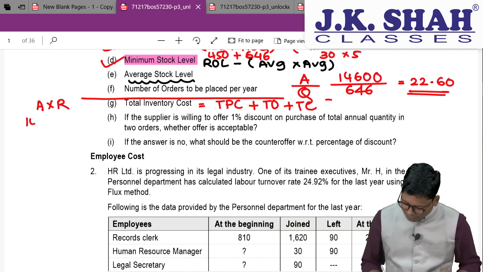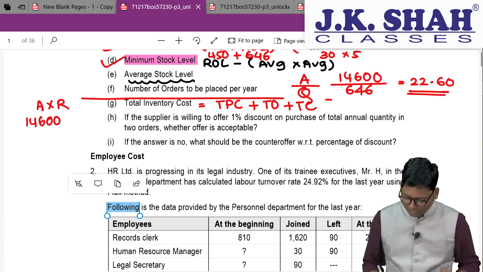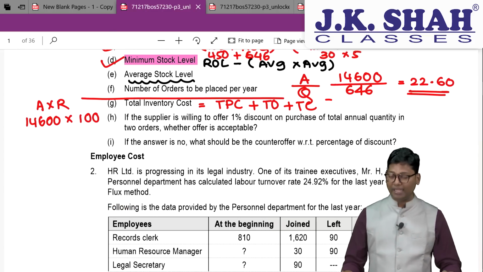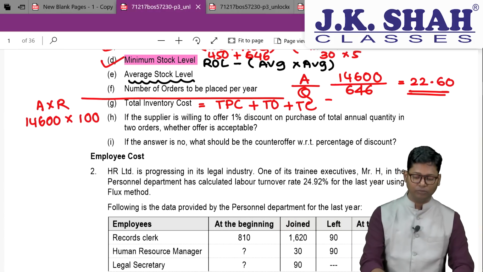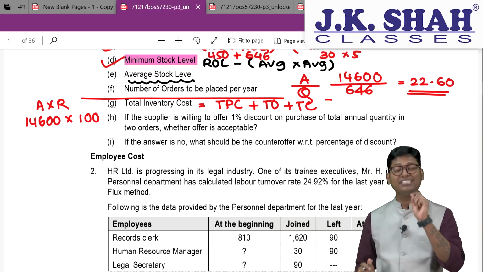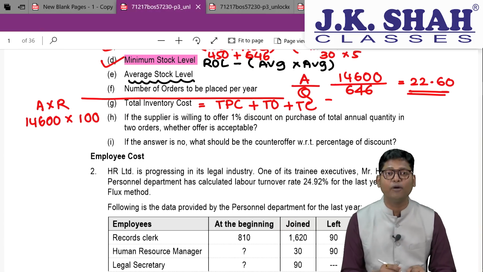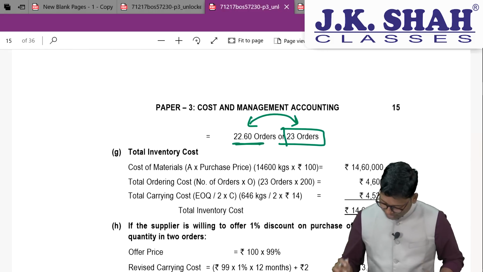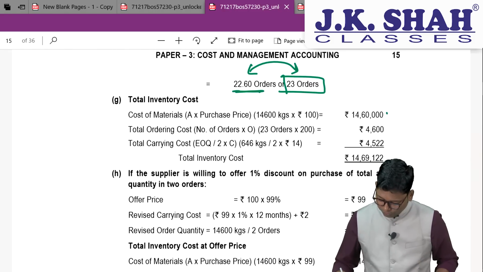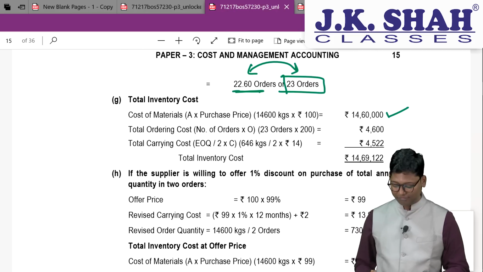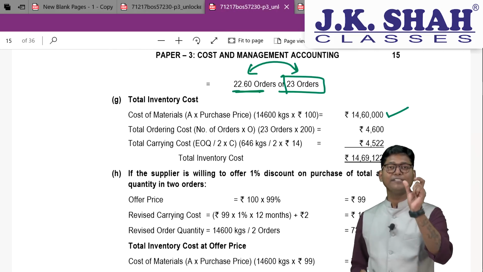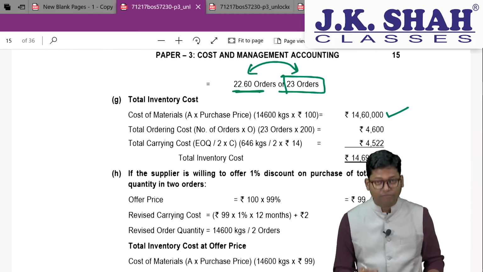Our annual requirement of material is 14,600 and the rate given in the question is 100 rupees. There is no discount covered anywhere in the question. That's why 14,600 into 100, your purchasing cost will become 14,60,000 rupees. Please check this suggested answer. They have given you 14,60,000 rupees. This is the final cost which you have computed, but it is only related to purchasing of material.